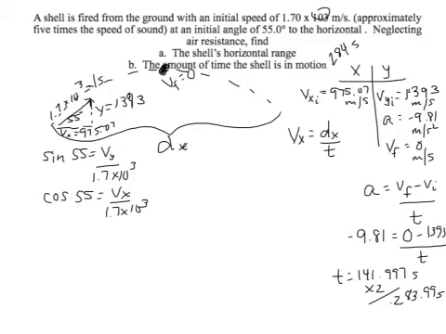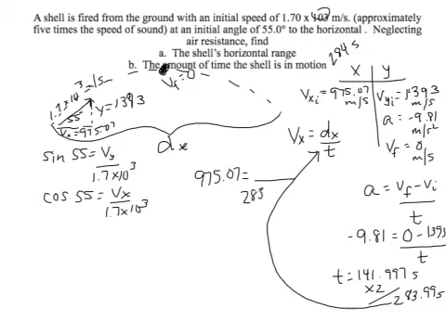I can take that time then, and now I can work in the x dimension and solve for the displacement. If my velocity in x is 975.07 and my time is 283.99, and I can solve for displacement in x, I will get a displacement in x of 2.77 with 3 sig figs times 10 to the 5th meters.